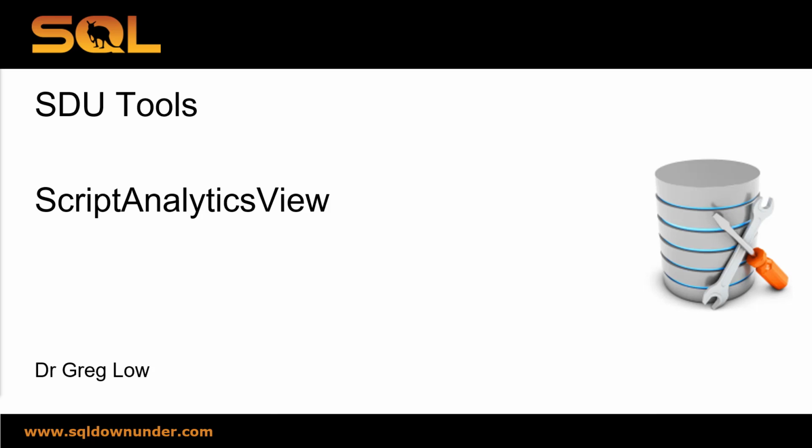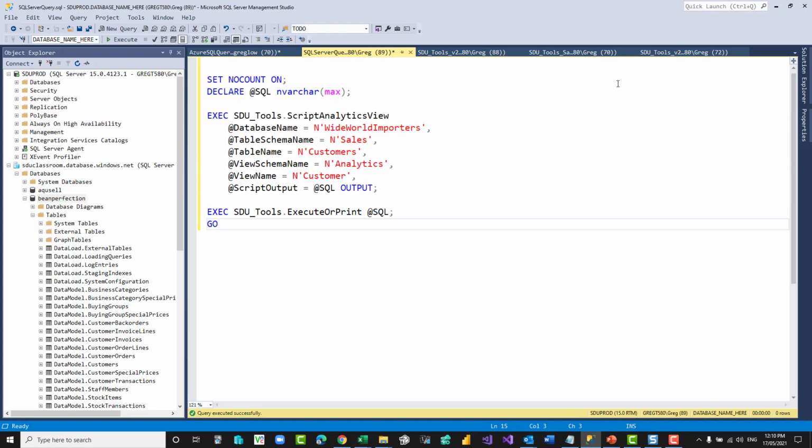This is another video in the SDU Tools series called Script Analytics View. The main users of this tool would be people who are following our guidance on how to implement Power BI in an enterprise, but it can be useful for a number of other customers. So the idea of this tool is that we are creating a view based upon the structure of a table.